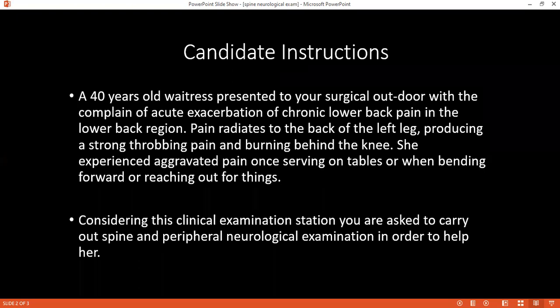Okay, I examined a 40-year-old waitress who presented with low back pain, which radiates to the left leg. The pain has a positive straight leg raise reflex. There was also tenderness along the left thigh. My diagnosis for this patient is possible lumbar spondylosis.